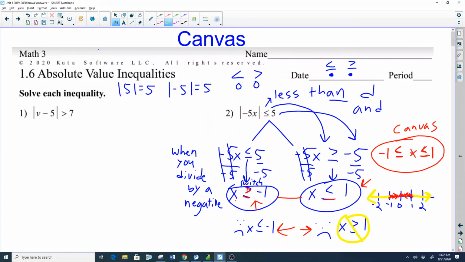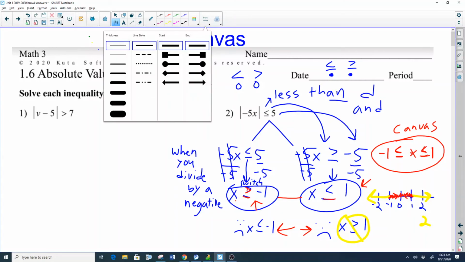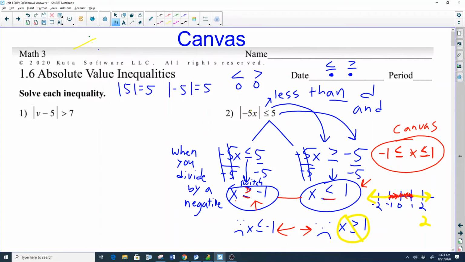And so if you tried to plug, say, 2 back into the problem, that'd be a -10. And the absolute value of -10 is +10. And is 10 less than or equal to 5? 10's not less than 5. No! So 2 is not a right answer, and neither is 3, and neither is 4, and neither is 5.